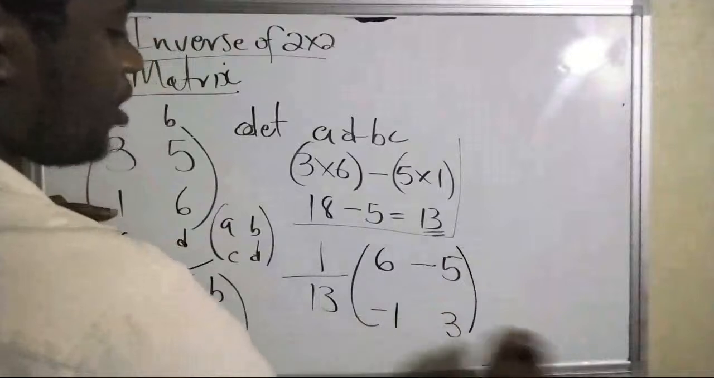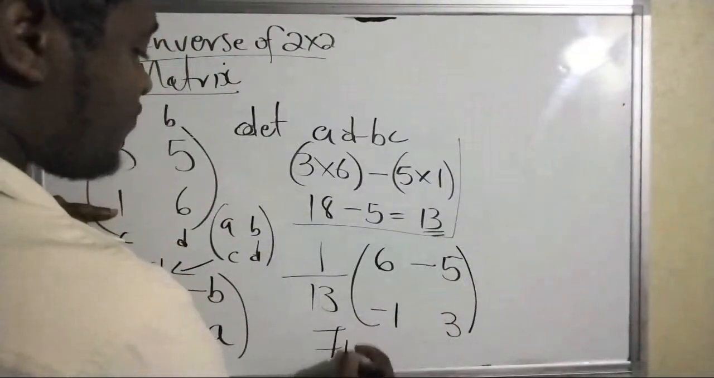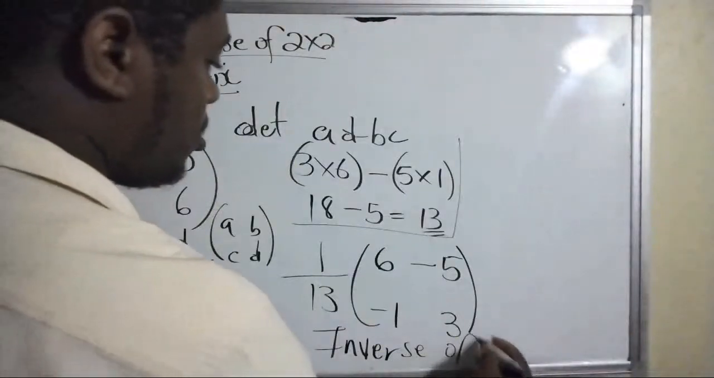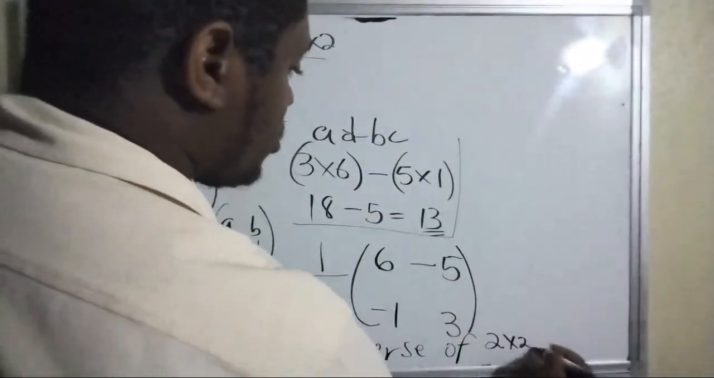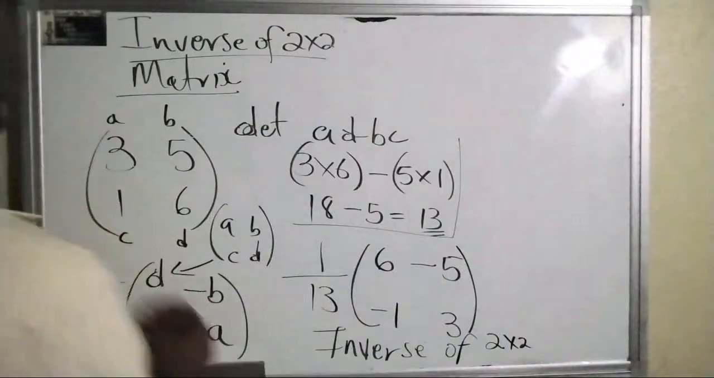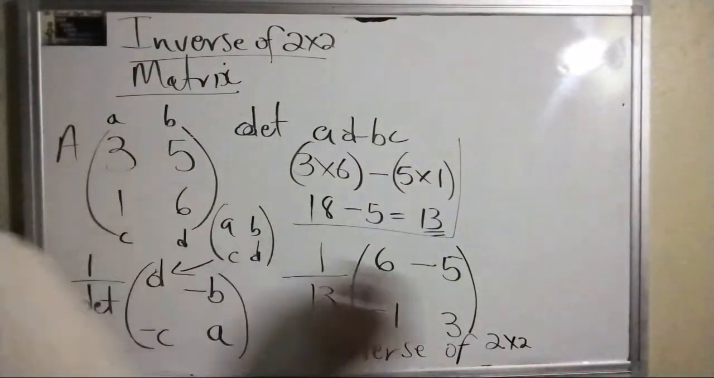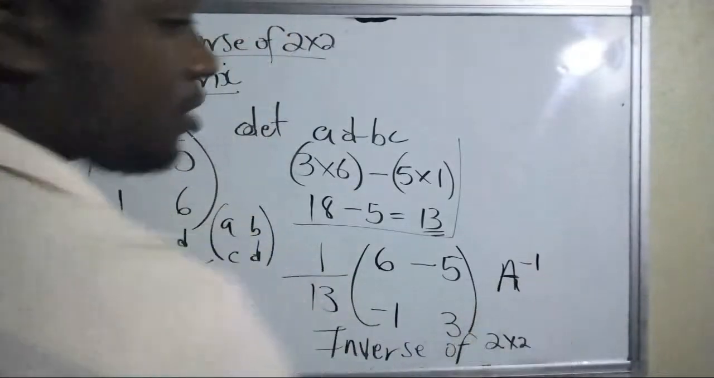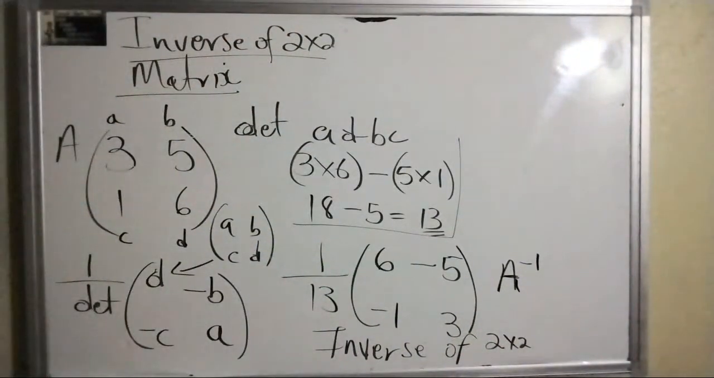So all of this is what we call the inverse of the 2 by 2 matrix. They can also write it as, let us say this was A, they could say A to the minus 1. Yes, that's the inverse.